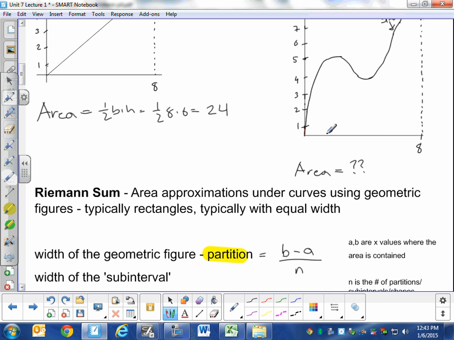Just one, exactly. I would split, and I would have a geometric figure with a base of length 1 every single time. So 1, 2, 3, 4, 5, 6, 7, you get the idea. Okay? And they're all supposed to be, you know, the same length. Okay? So, and this is how you figure out the partition. This is kind of like your base length of your object.